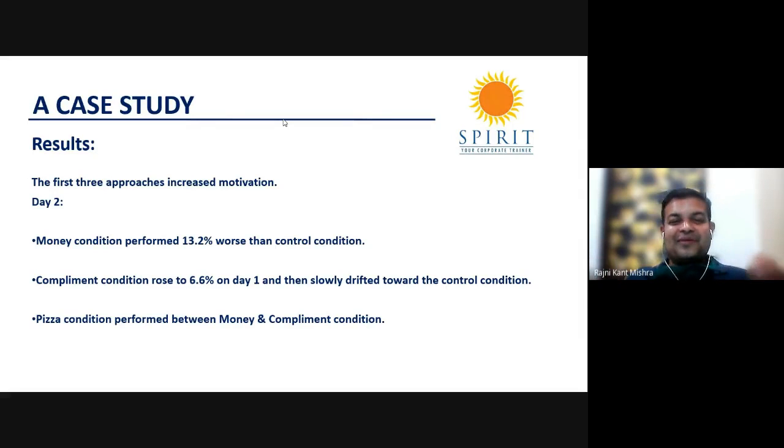So even people who were given nothing, they were performing better on the second day in comparison to the people who were offered money on the first day. Monetary bonus was offered on the first day. On the second day, they were not getting any monetary bonus. So they performed worse in comparison to those people who were not getting any monetary bonus. And I would like to give you an example over here to relate. And I suppose that some of us will be able to relate to it very easily.